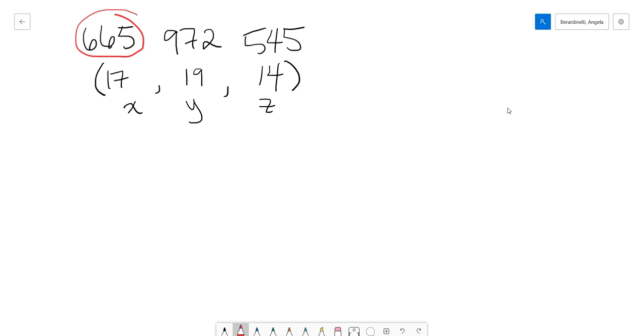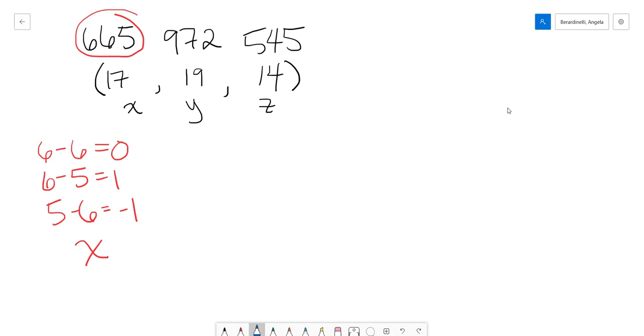You're going to subtract the numbers in 665 to figure out the x movements. So you'll go 6 minus 6 first. The first number minus the second number, that's 0. Then the second number minus the third number, 6 minus 5 is 1. And then the third number back to the first number, so 5 minus 6 is negative 1. So these are all the ways in which this particular room moves along the x-axis.